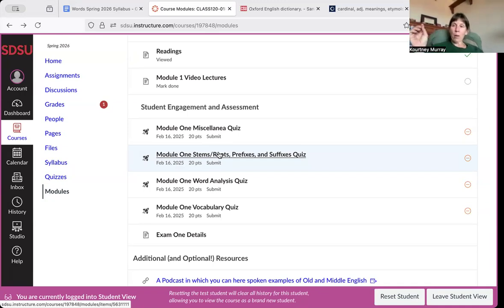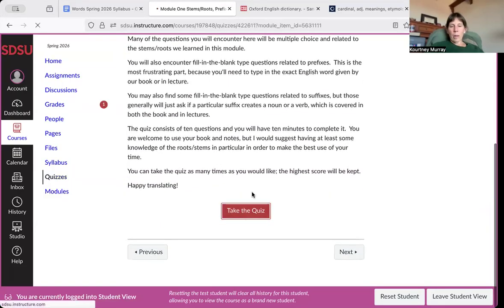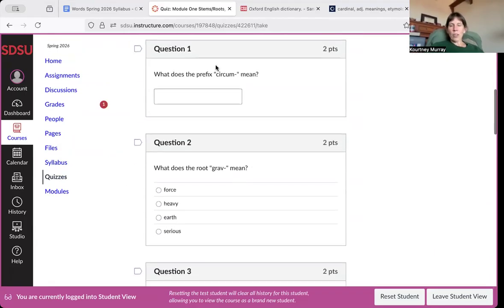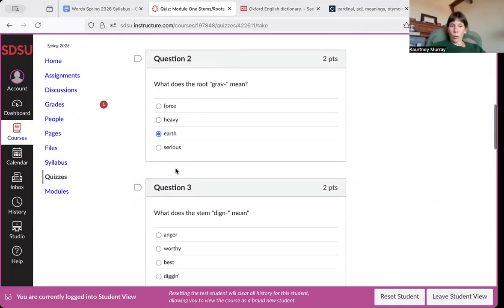A prefix is the part of the word that has kind of no real meaning by itself, but you put in front of a stem or a root, and then a suffix is something you put behind a stem or a root. So what this quiz does is it asks you what does the prefix circum, or circum, however you want to pronounce it, mean? And you would type in your answer here. What does the root grav mean? And you would just put whatever you thought that it meant that you knew from the book.